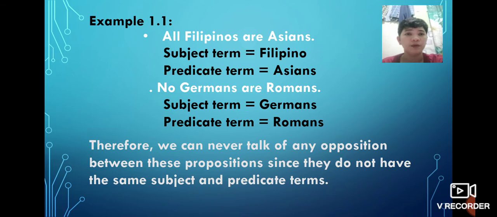Example: all Filipinos are Asians. The subject term is Filipinos, the predicate term is Asians. The second premise: no Germans are Romans. The subject term is Germans, the predicate term is Romans. So in this example, we can never talk about opposition between these propositions because they don't have the same subject and predicate terms.